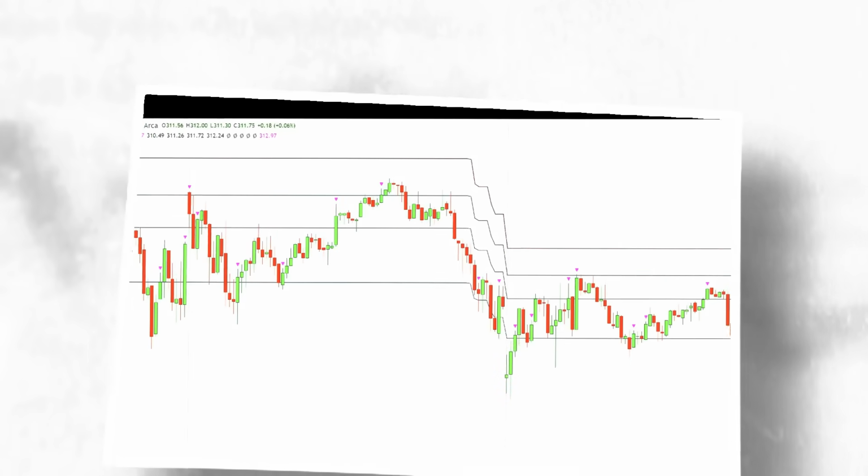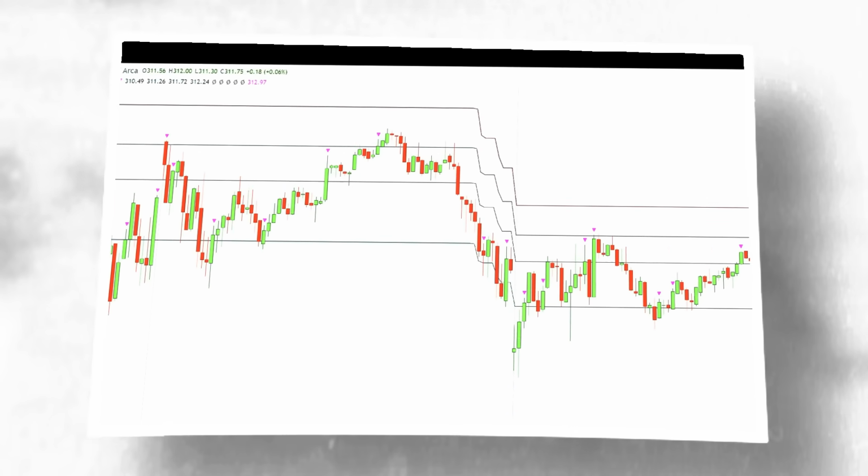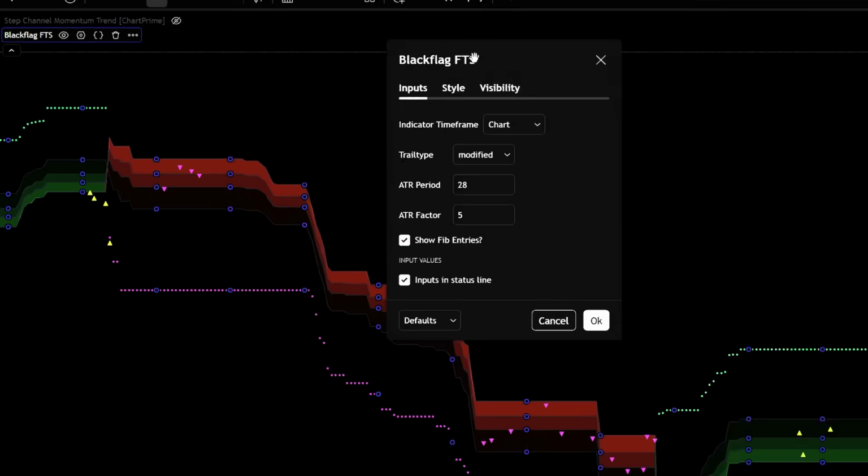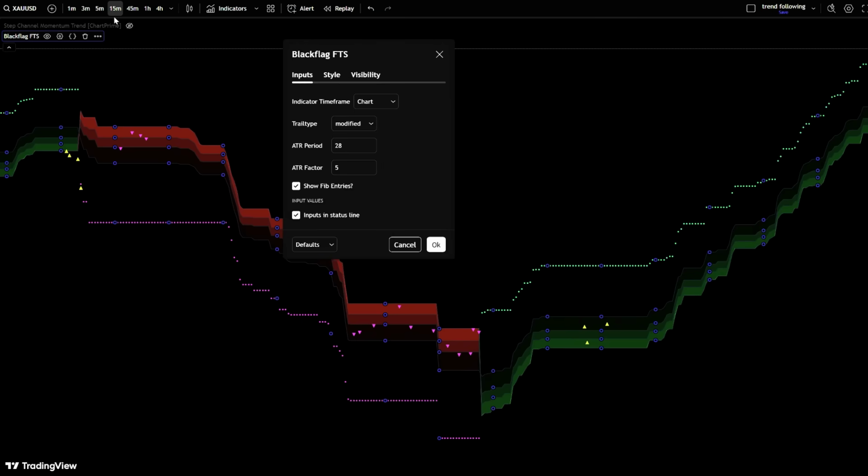I just make one small tweak to the settings. I go into the inputs and change both the ATR period and the ATR factor to 9.